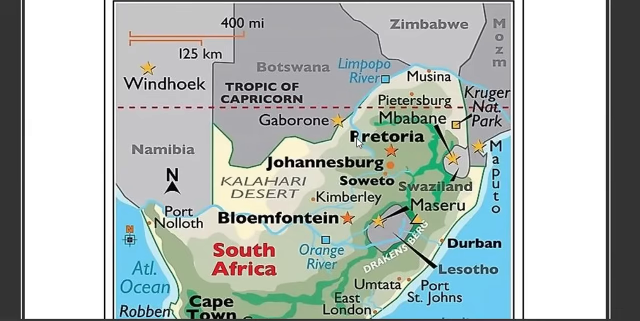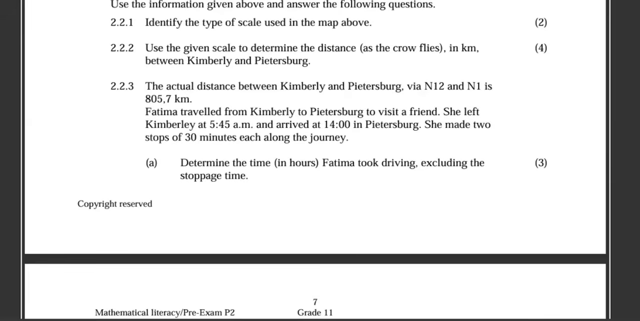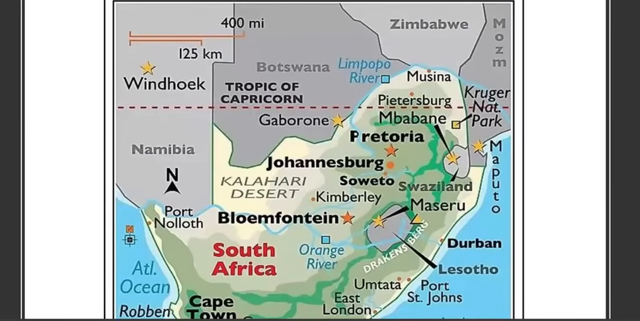So this is what we call the line scale or a linear scale. Use the given scale to determine the distance as the crow flies in kilometers between Kimberley and Pietermaritzburg. Now, when we say as the crow flies, this means it's a straight line, no jiggering. You understand?